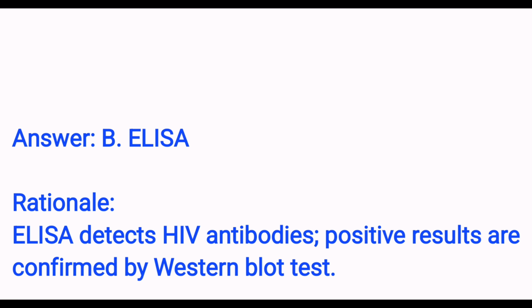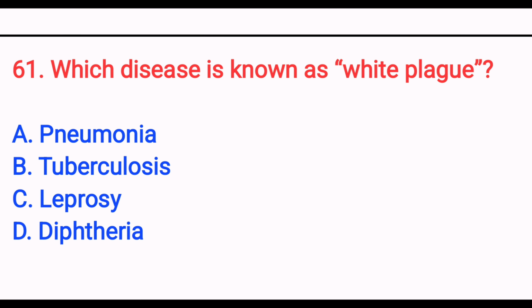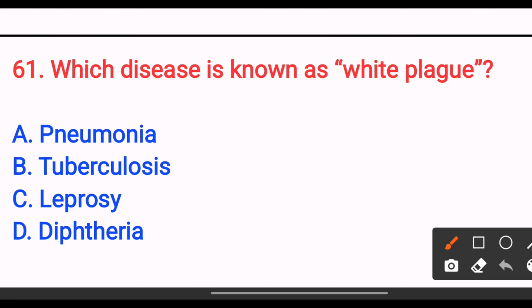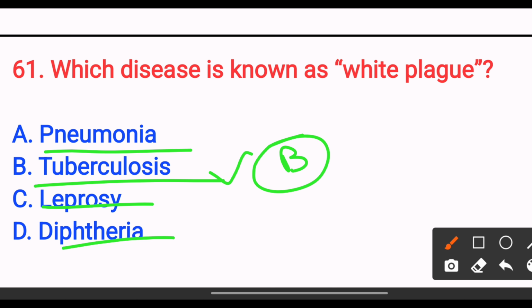Next, which disease is known as the white plague? Option A, pneumonia. Option B, tuberculosis. Option C, leprosy. Option D, diphtheria. The answer is option B, tuberculosis. TB was historically called the white plague due to its chronic course and pallor in affected patients.